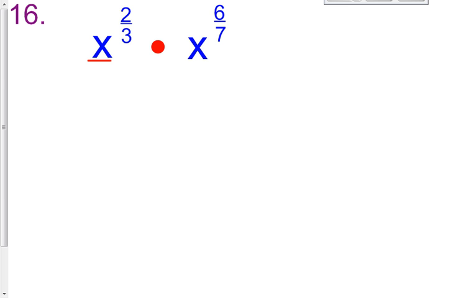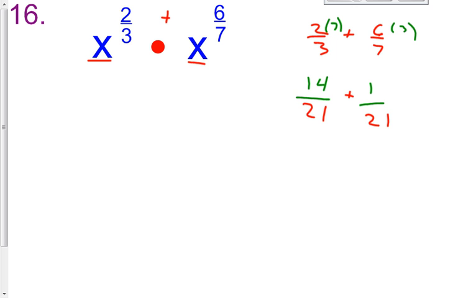You guys see that we have common bases, so we have to add these exponents. So 2/3 plus 6/7, common denominator of 21. That's 14/21 and 18/21. Adding these two up, you get x raised to the 32 over 21.